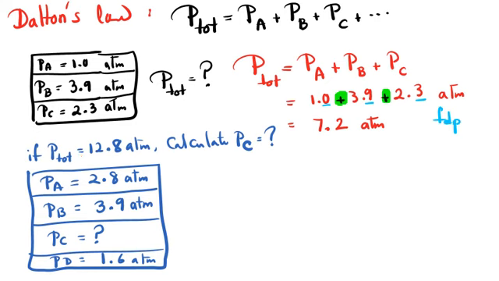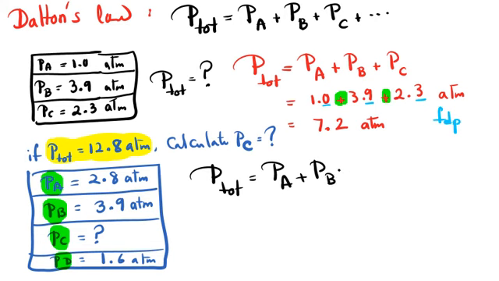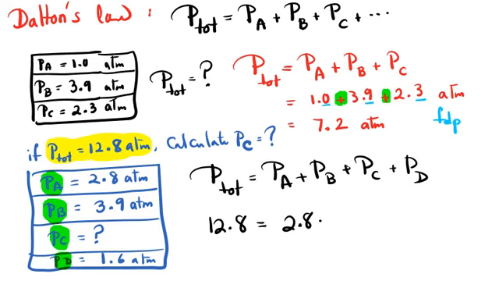We have total pressure. Total pressure is given 12.8 atmosphere. We do have four components here: A, B, C, and D. So I'm gonna write that one. Total pressure is summation of pressure of each component. So 12.8 is equal to, for this one, 2.8 plus 3.9. We are going to calculate this, and for last one we are going to have 1.6.